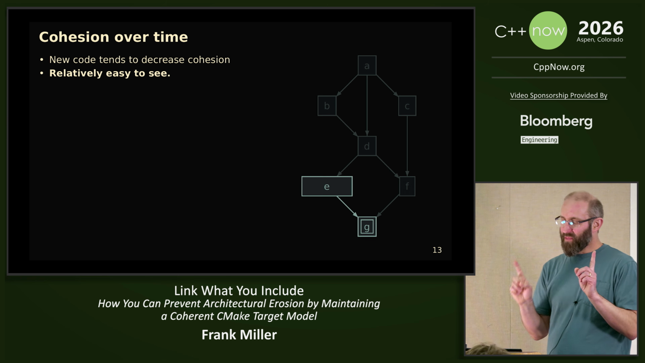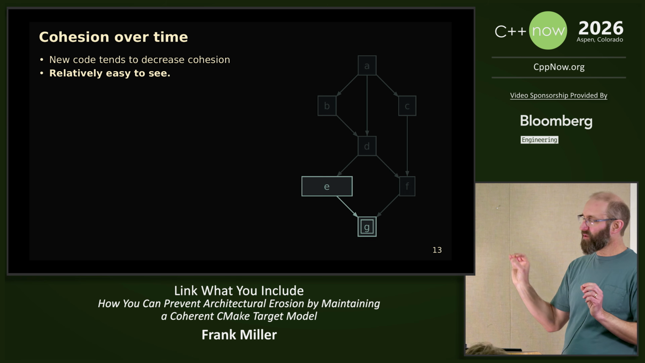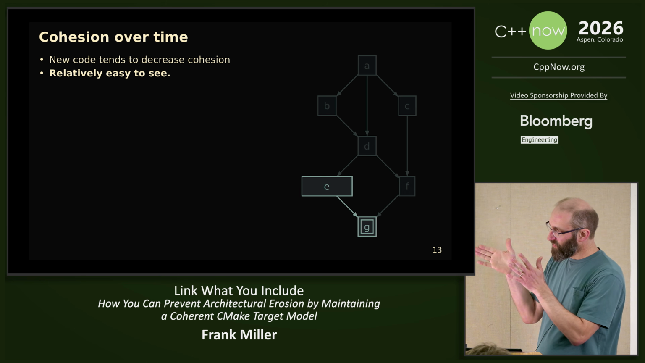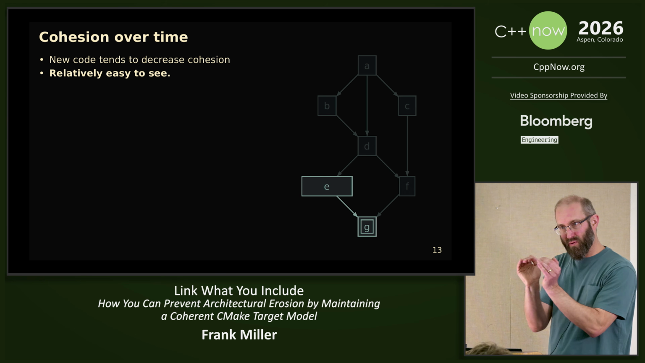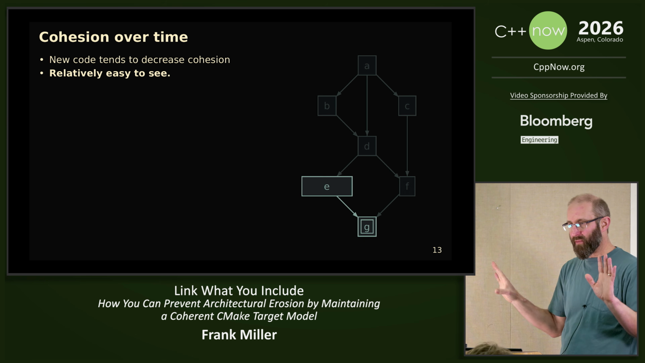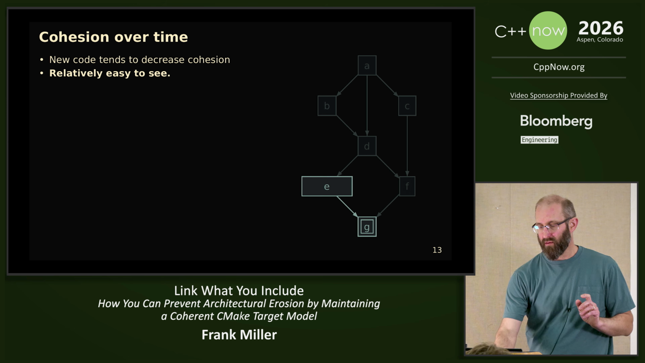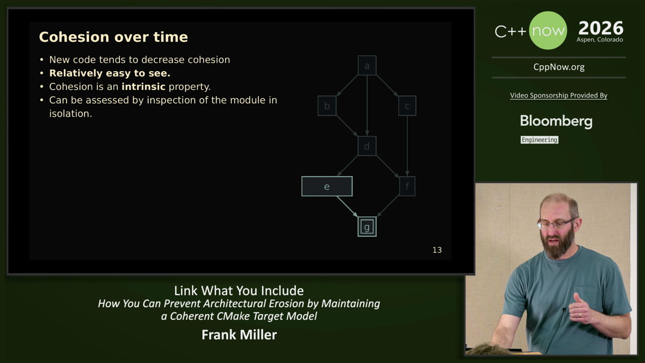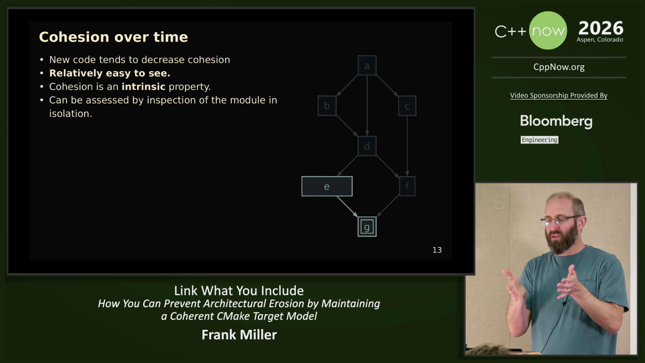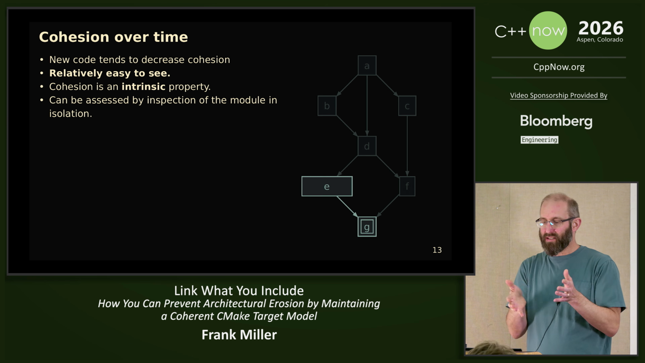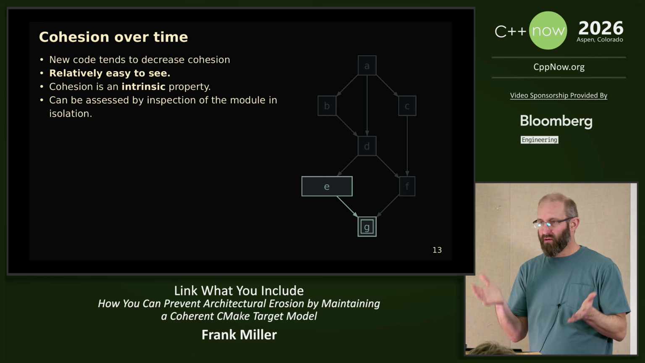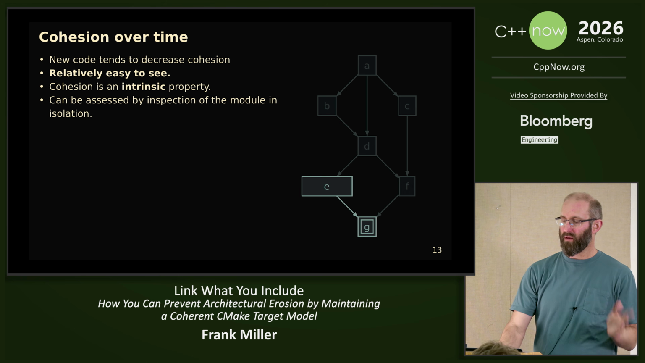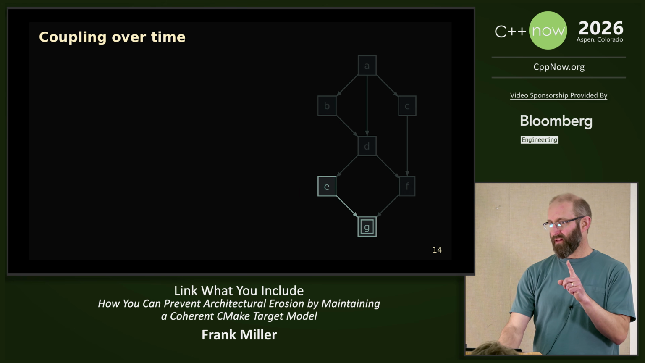And the cool thing about cohesion is that this is relatively easy to see because we can still maintain our little focused view on it and not worry about the rest of the system, right? It's an intrinsic property. We can just look at the code in the module by itself and determine whether it's cohesive or not. Okay. Now let's look at coupling.